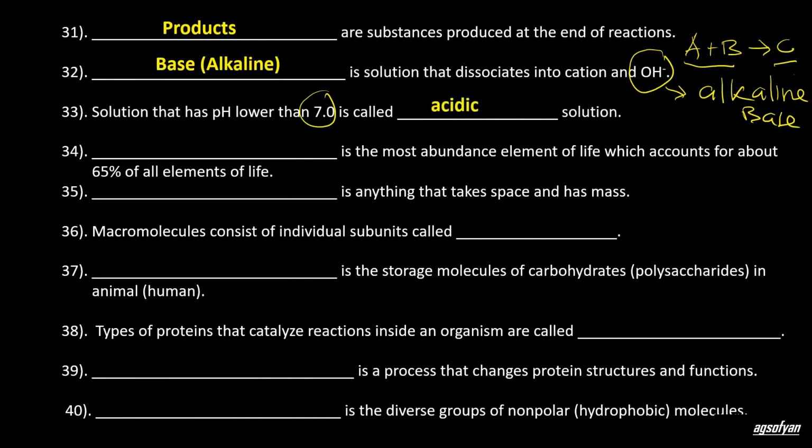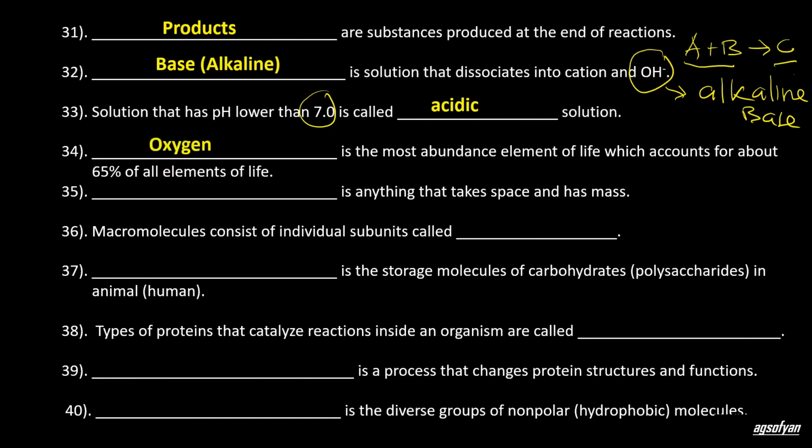Blank is the most abundant element of life, which account for about 65% of all elements of life. So which element is that? So remember, our body only consists of 6 major elements. The rest will be minor elements. So oxygen, carbon, hydrogen, nitrogen, phosphorus, and sulfur. Okay, the most abundant one is the oxygen, 65%.